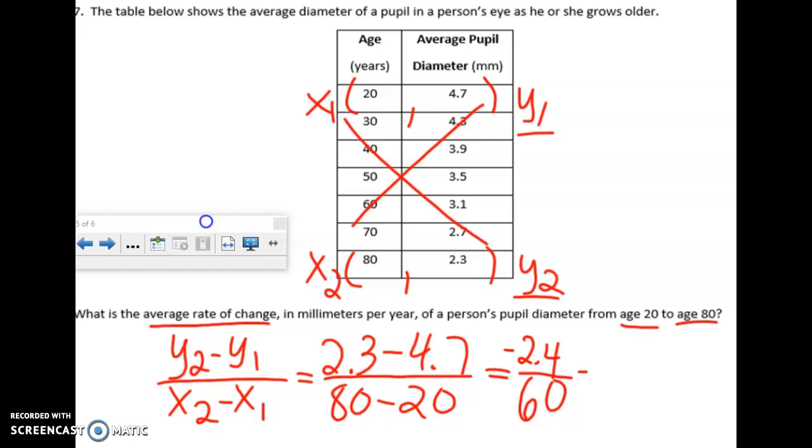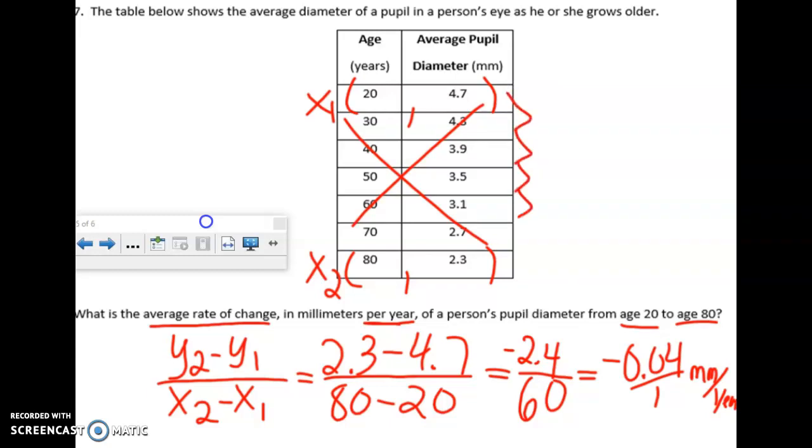Now that is a rate of change, but it's not the per year. So we need to divide this to get the unit rate. If we did that, it would be -0.04 millimeters per year, because again, this is over 1. And that's pretty much it. Straightforward. You could have gotten this without actually doing 20 and 80. You could have gotten this from every single point, because this is all going down 0.4.